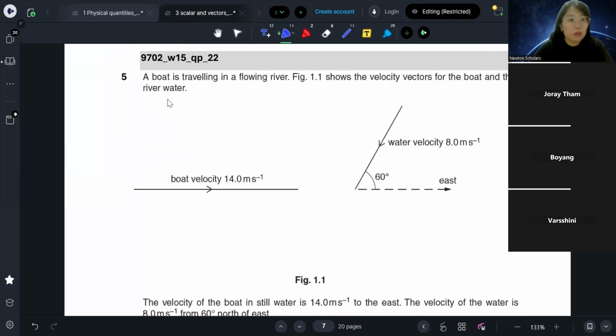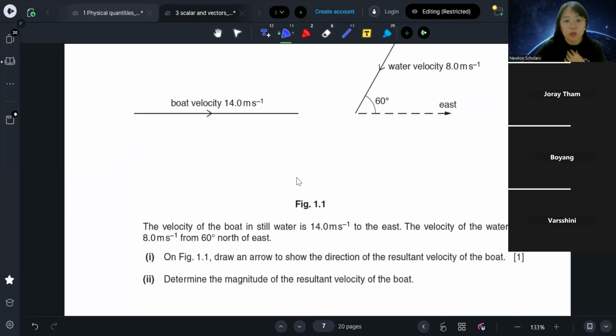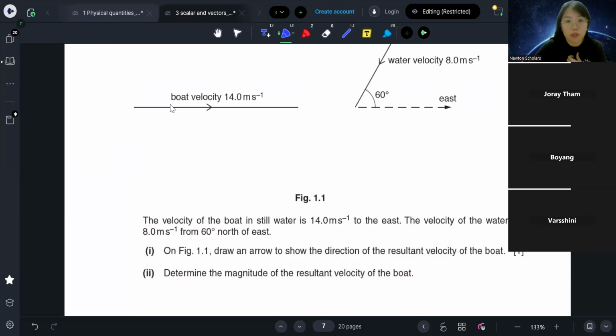We go to this question. Okay, let me have a look. A bird is traveling in a flowing river. Then this is the velocity. Here, the velocity in still water is 14 meter per second to the east. So you have to know direction, like this. This is north. This is east.